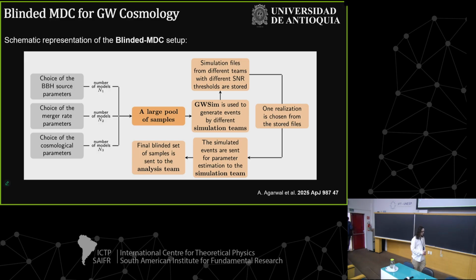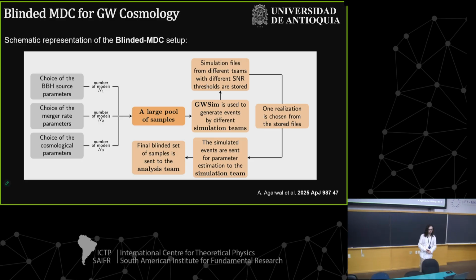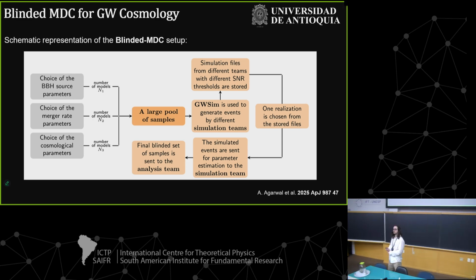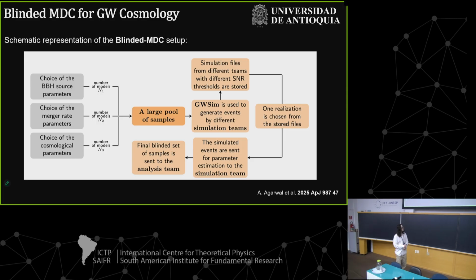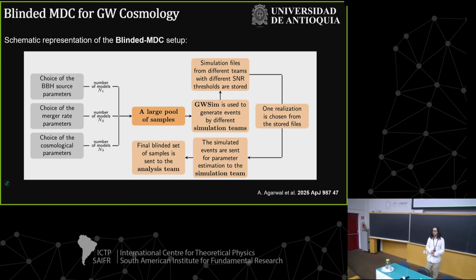So for this blinded mock data analysis, the idea was to create some simulated gravitational wave events. This was done by a simulation team, and then there is an analysis team that is in charge of analyzing this data.